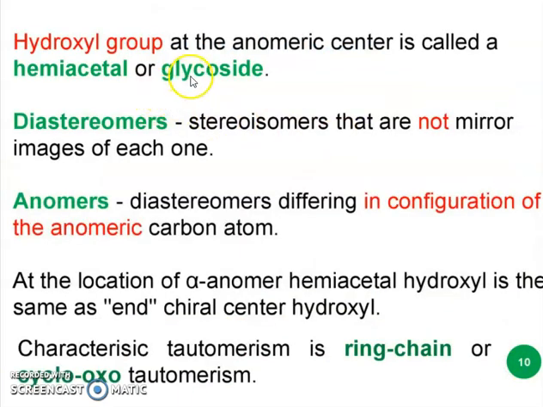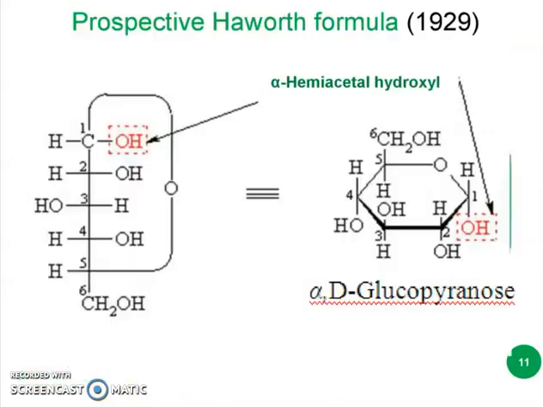So friends, the hydroxyl group at the anomeric center is called hemiacetal or glycosidic hydroxyl. Diastereomers are stereoisomers that are not mirror images of each other. Anomers are diastereomers that differ in configuration of the anomeric carbon atom, and in the alpha anomer, the hemiacetal hydroxyl is on the same side as the chiral center hydroxyl. Now friends, the characteristic tautomerism is ring-chain, or cyclo-oxo tautomerism. So friends, I hope you will understand. You get it very easily.